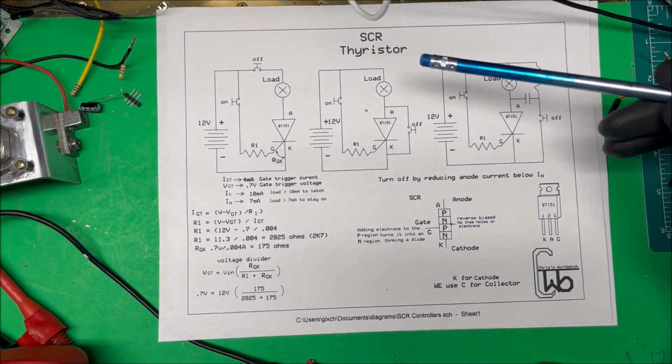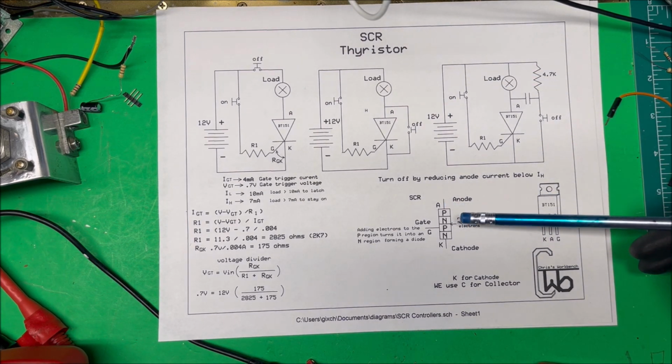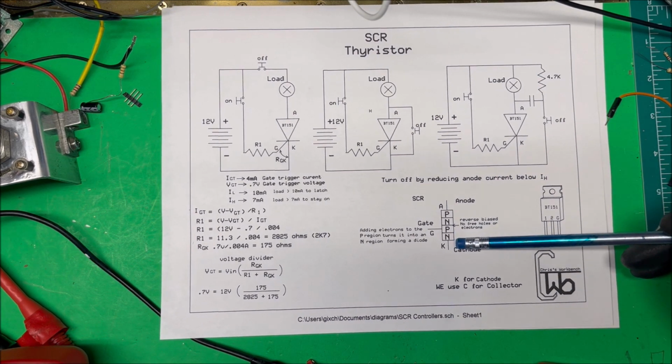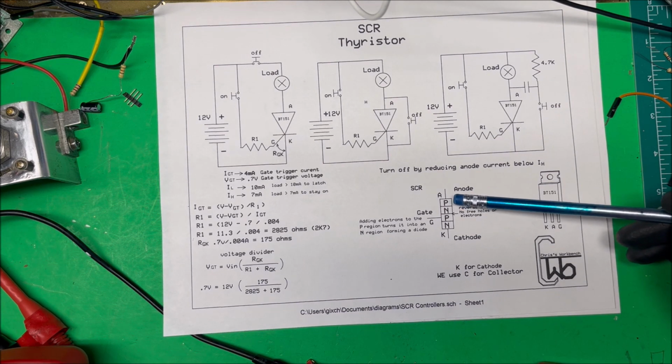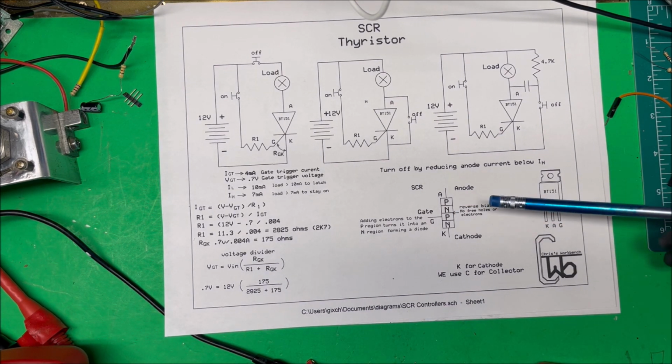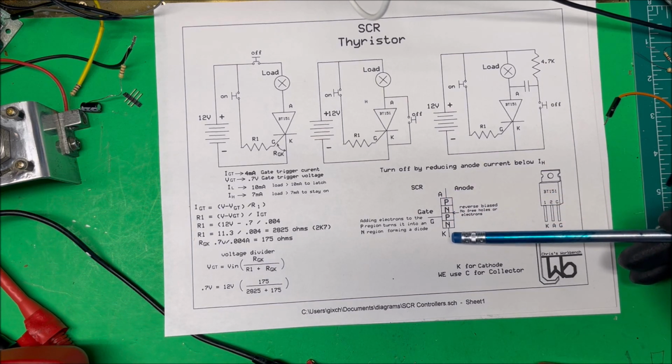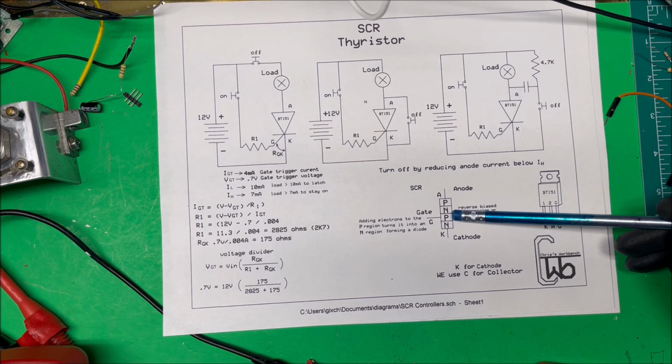Let's take a look at an SCR Thyristor, okay? Now, this is how they're made up. They're a PN unit, okay? Now, the center here is reverse biased, so there's no free holes or electrons. So in this state, nothing's going to pass through there, okay? That's a depletion region in the center there.